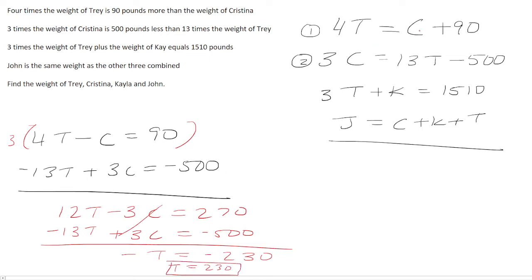So we can plug it into either equation. I'm just going to plug it into the first one. So we have 4 times 230 equals c plus 90. 4 times 230 is 920. And then we're going to subtract both sides by 90 and get that c is 830.